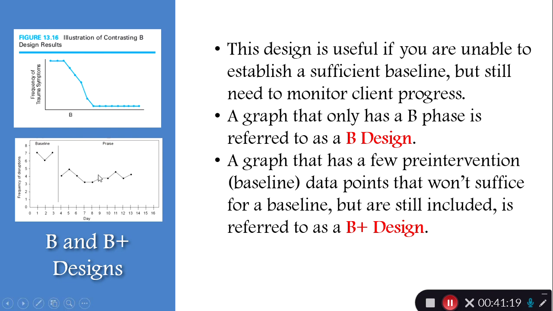And so this wouldn't quite be a B design, but it wouldn't quite be an AB design either, right? But it still has at least 1 or 2 or even 3 data points at the baseline. So we would call this a B plus design. Because again, it's not quite a B design and it's not quite an AB design, but we still have a couple of data points here at the baseline. So if your plot looked something like this, then this will be more of a B plus kind of design.